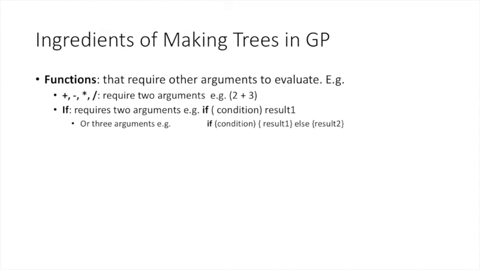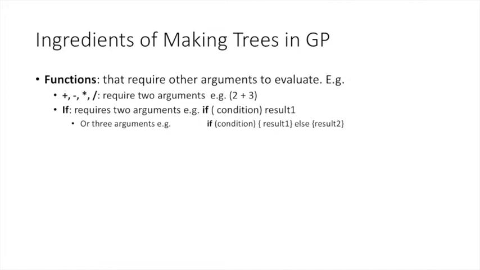So suppose if we want to only evolve arithmetic expressions, the function set includes plus, minus, multiply, and divide. If we want to produce trees that can use if conditions, like most programs do, then we can include the if operator in the function set as well. Notice if will have three branches extending underneath it, just like the for operator in the previous slide.